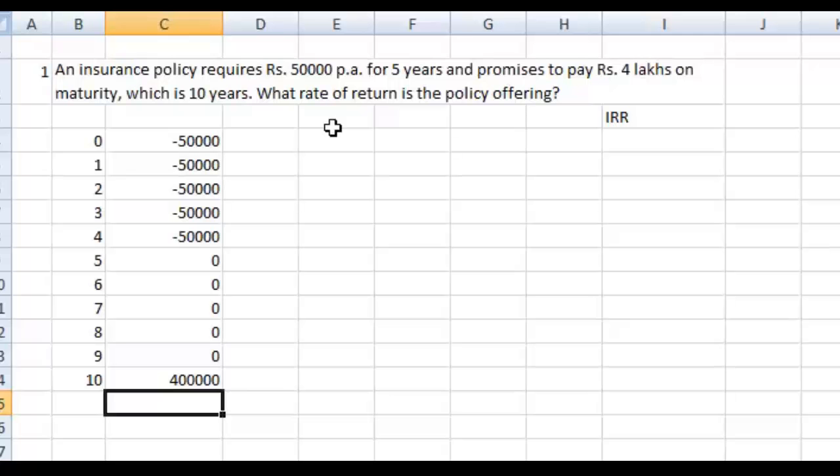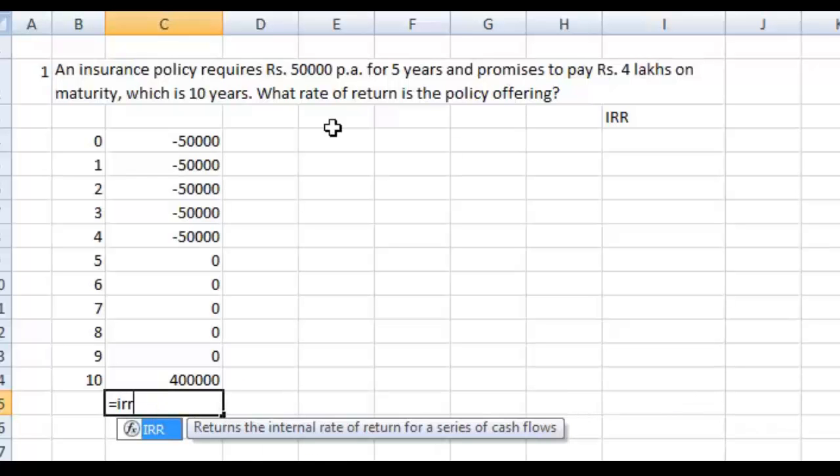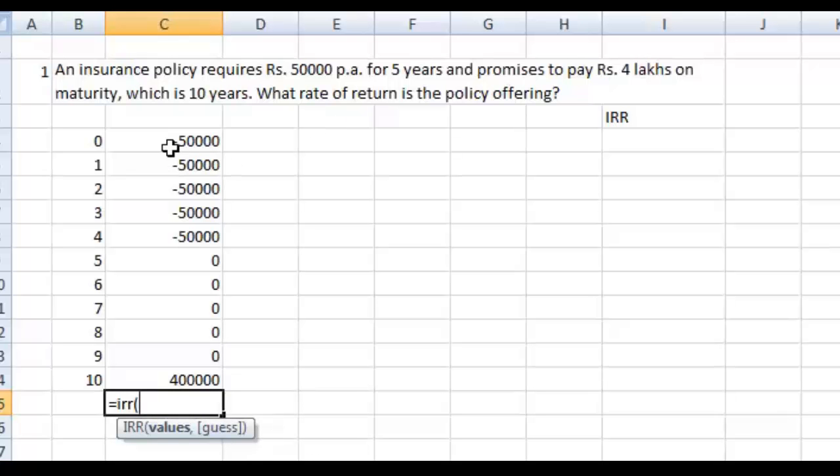Right, so we have just done the most important part of the IRR calculation. Once your cash flows are put up, calculating IRR is the simplest thing that you can actually do. All you need to do is type equal to IRR, open the bracket and choose all the cash flows. Right, here we are done. So the rate of return comes to 6.01%. That is what is being offered on this policy.